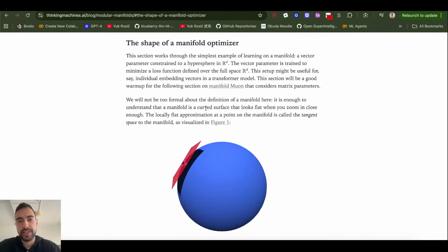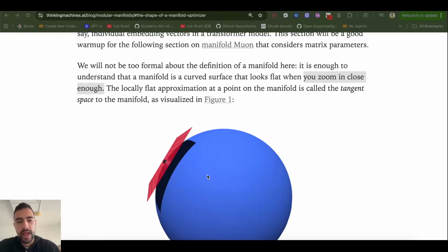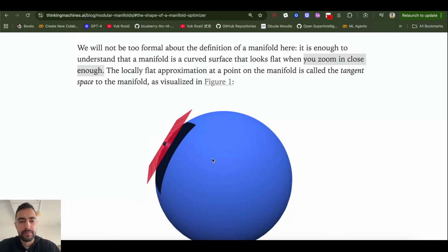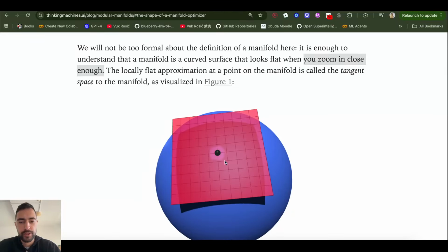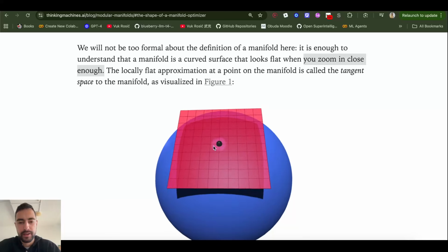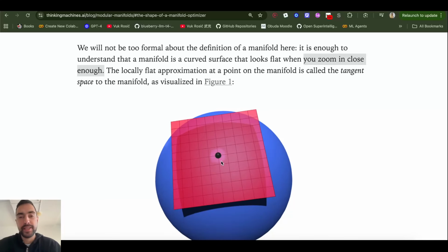Jeremy says we don't need a difficult or too formal definition of a manifold, so he says it's just a curved surface that looks flat when you zoom in close enough. And so if we pick some dot and we zoom in very far, then the immediate surface around that dot would be, let's say, approximately flat.